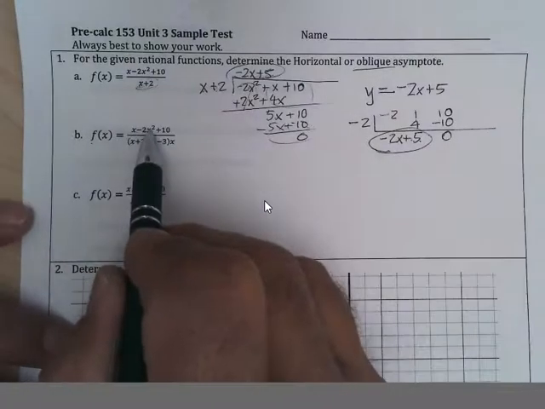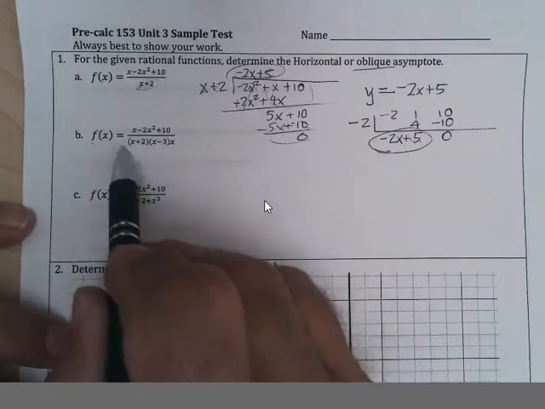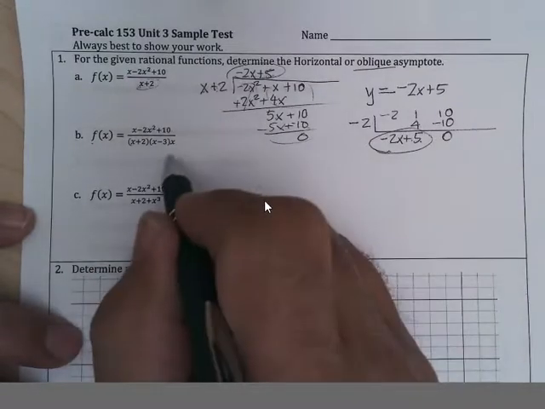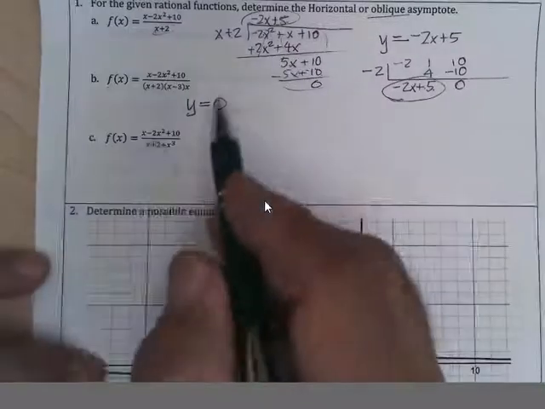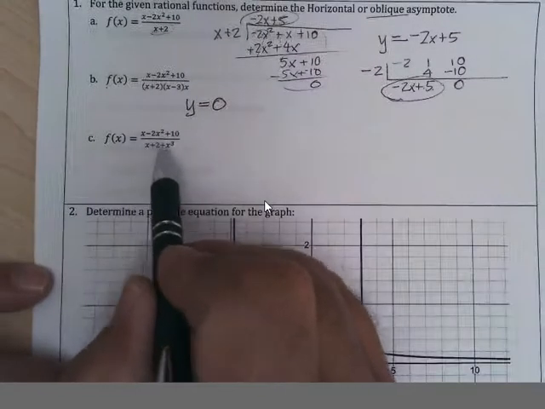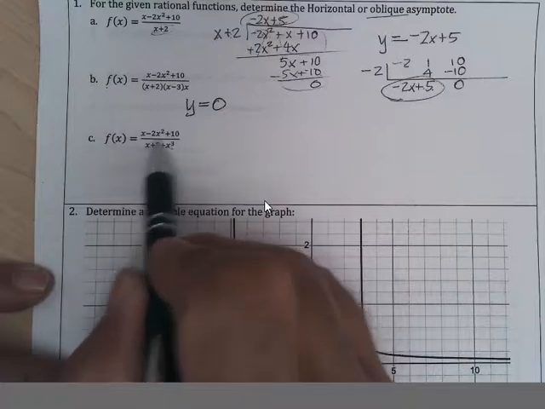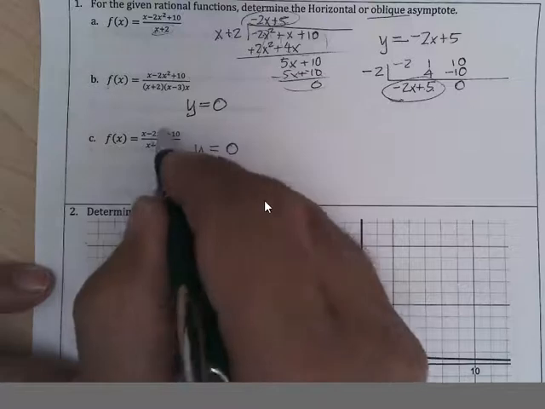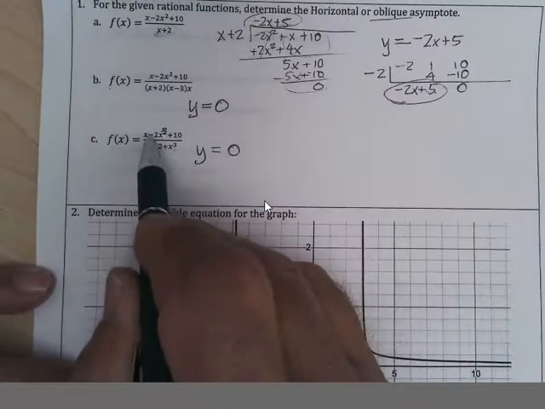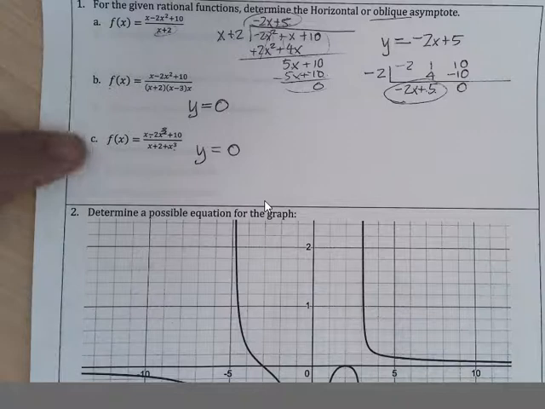This one, the degree of the numerator is squared, the degree of the denominator is cubed. When the denominator is a higher degree than the numerator, the asymptote is going to be 0. Y equals 0. This one we have degree 2, degree 3, the degree of the denominator is greater than the numerator, so it's y equals 0. Now, if this had been cubed, it would have been minus 2 over 1, minus 2. But it's the same, so that's the answer to that one. Okay.